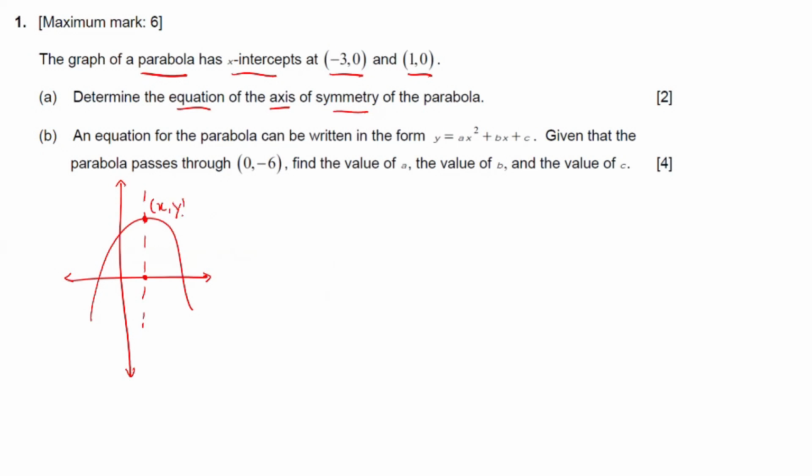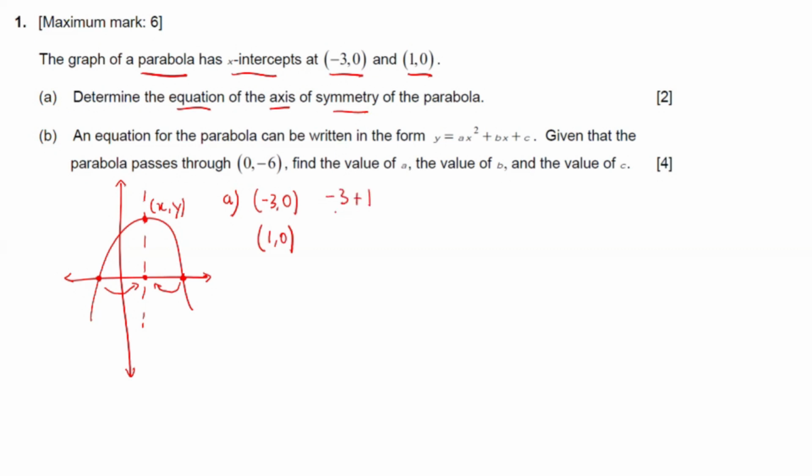So if we can find the vertex, then we can find the axis of symmetry. Another way to say this: since we know the two x-intercepts, and the axis of symmetry is between them, the distance from each x-intercept to the axis of symmetry is going to be the same. So the simplest way is to find the middle between the x-intercepts, in this case the middle between the x's, -3 and 1.